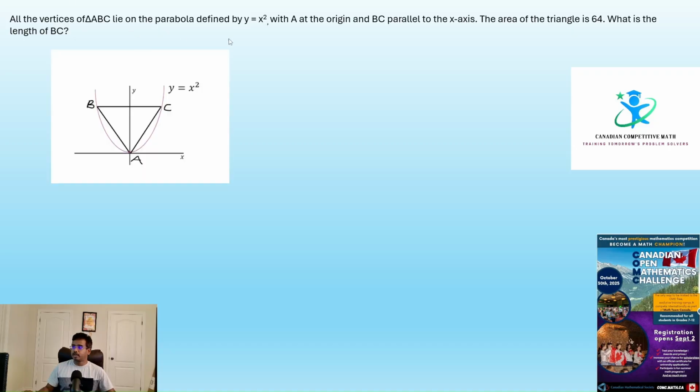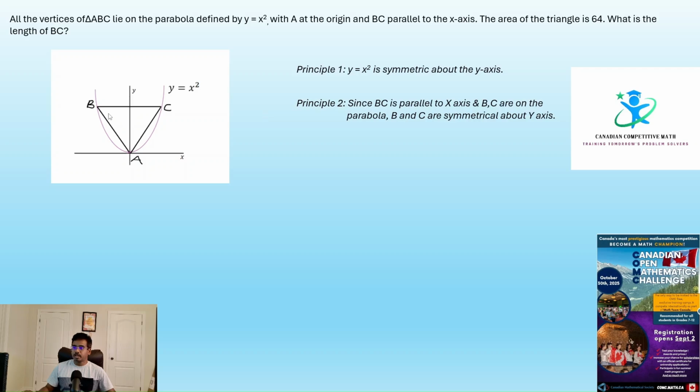We have parabola y equal to x squared, and there's a triangle ABC with A at the origin, and we also noted that BC is parallel to the x-axis. So what are the principles we need to know? Principle 1, y equal to x squared is symmetric about the y-axis. So you can look at the shape of this curve. This is symmetric about the y-axis.